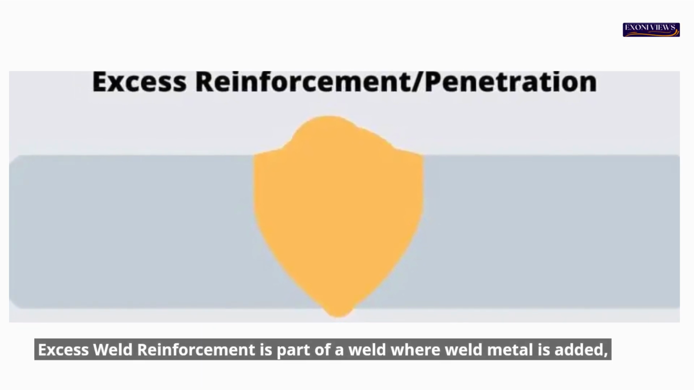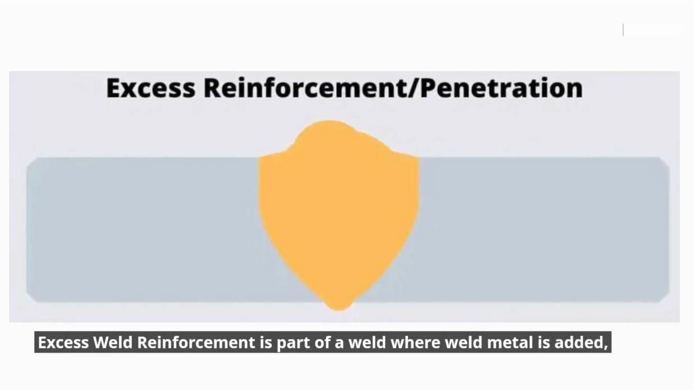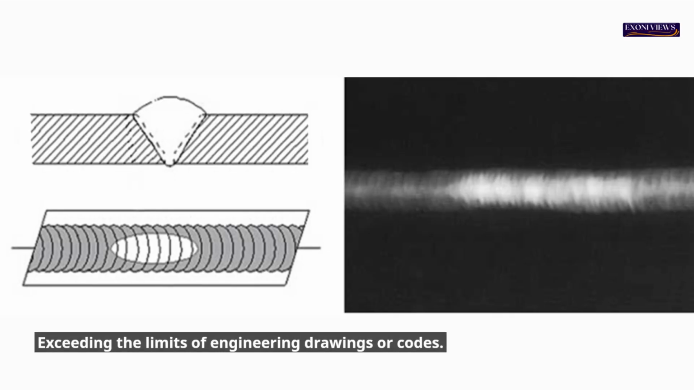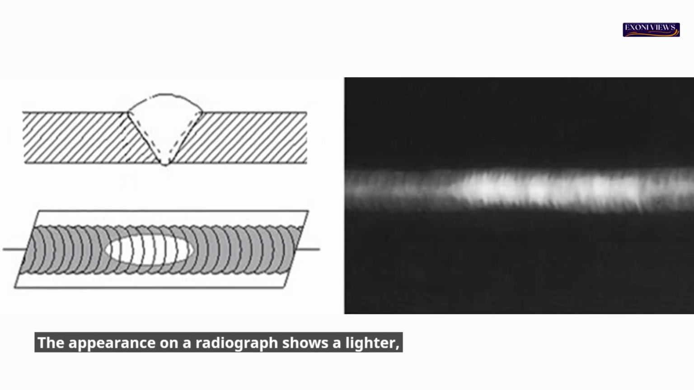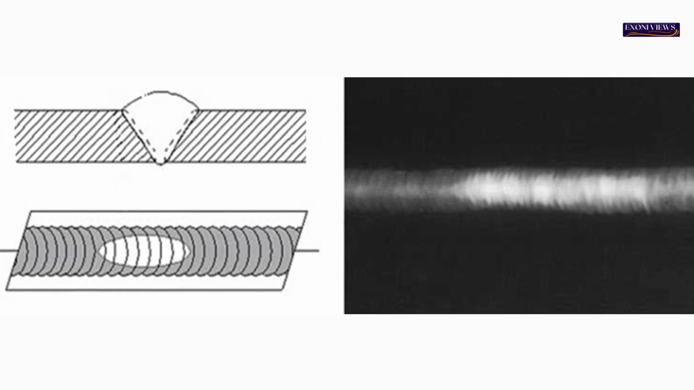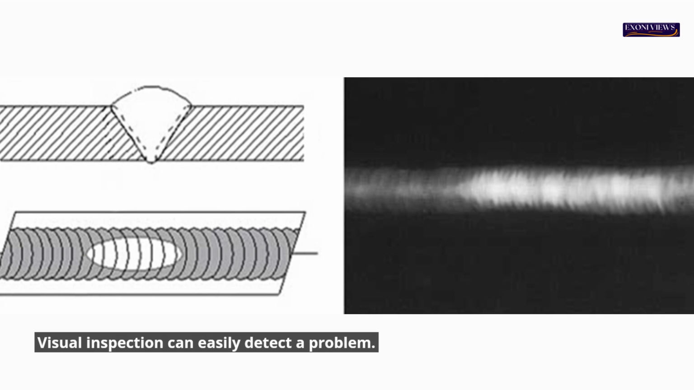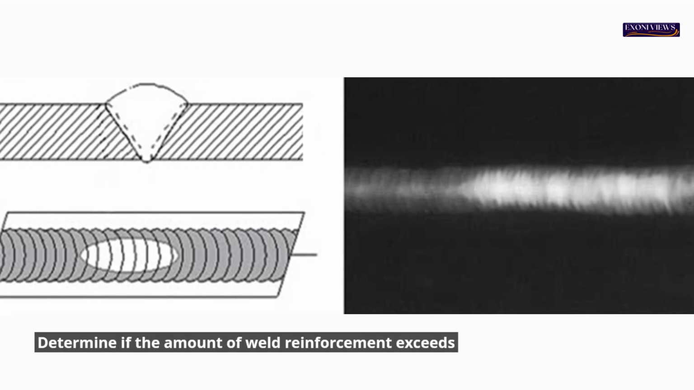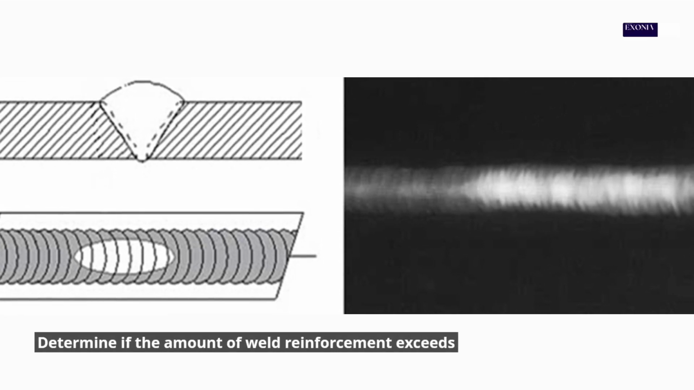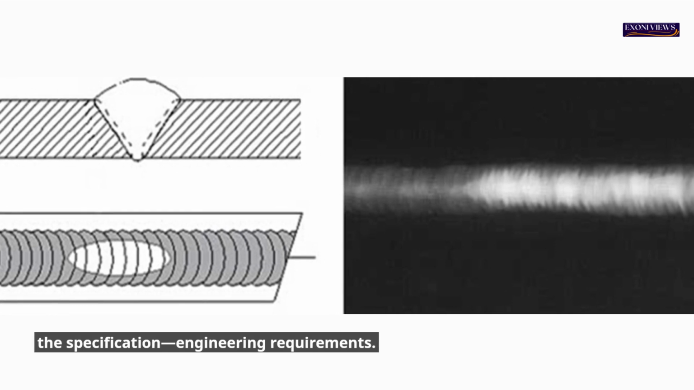Excess weld reinforcement. Excess weld reinforcement is part of a weld where weld metal is added, exceeding the limits of engineering drawings or codes. The appearance on a radiograph shows a lighter, localized area in the weld. Visual inspection can easily detect the problem and determine if the amount of weld reinforcement exceeds the specification, engineering requirements.